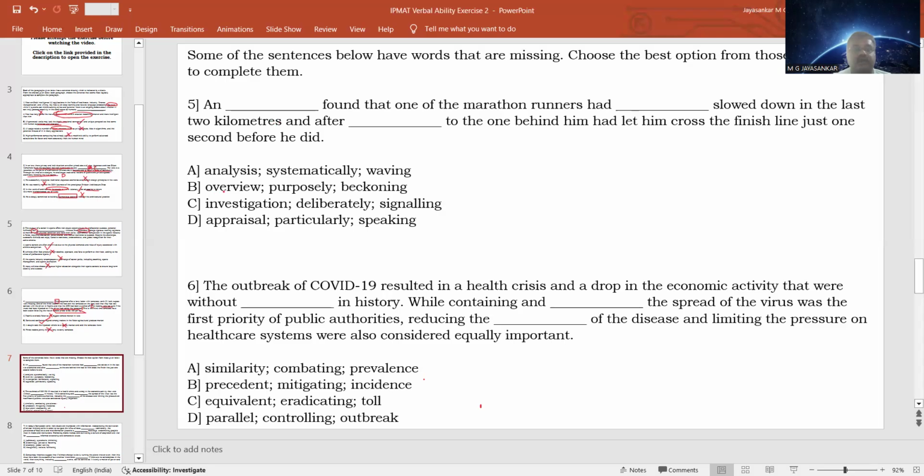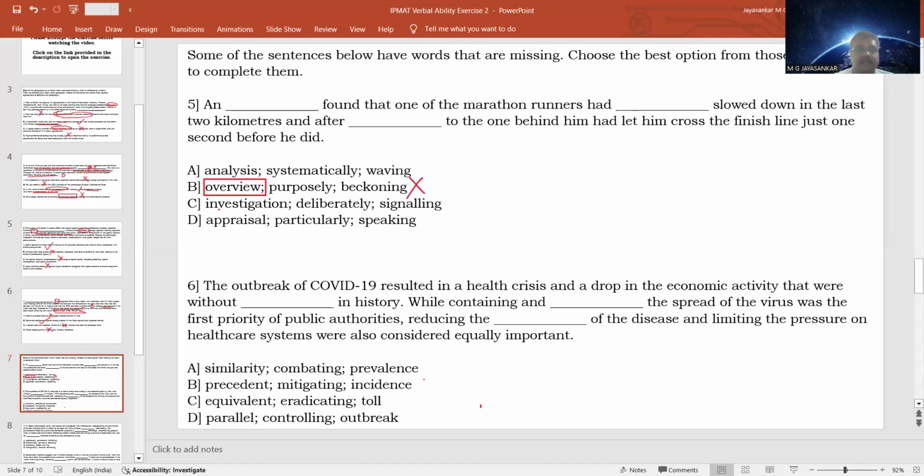Then "an overview found that." What is an overview? Overview means a summary. So "an overview found that one of the marathon runners" is not correct. In a summary, you cannot find it. You have to either analyze the problem, examine the issue, or see the video clipping. So overview is not the proper word here, and you don't have to look at the other words. Purposely is okay. Beckoning means calling, and that also is okay. But since overview is not the correct word, you can quit.